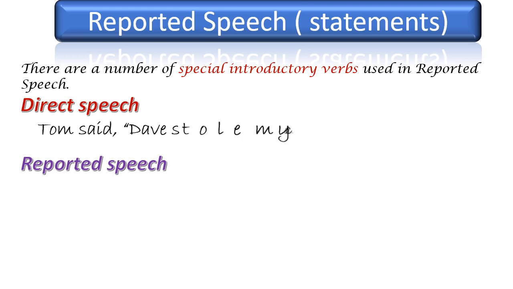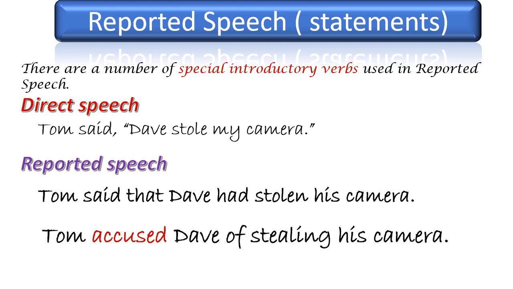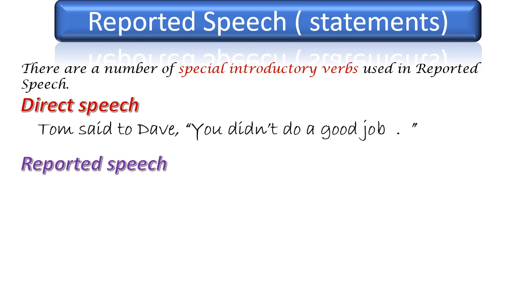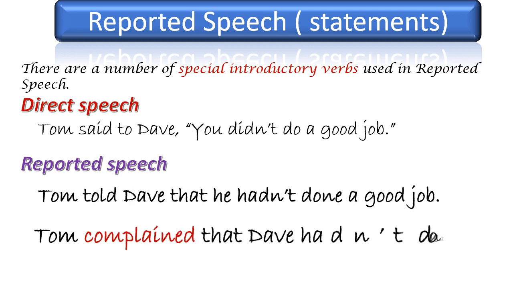Another example. Tom said, Dave stole my camera. So that's an accusation. So we can report it with the verb accused. Tom accused Dave of stealing his camera. Tom said to Dave, you didn't do a good job. That's a complaint. So instead of using the verb told, I can use the verb complained. Tom complained that Dave hadn't done a good job.